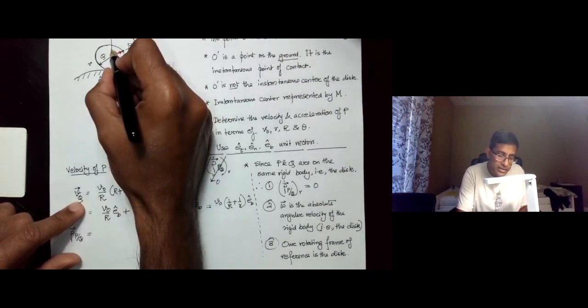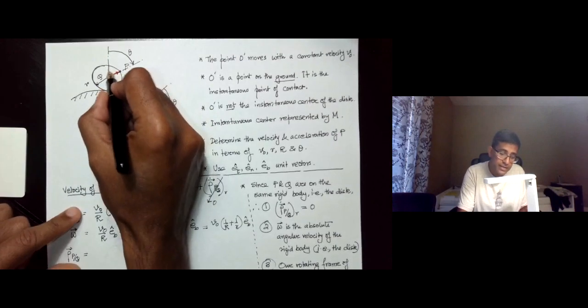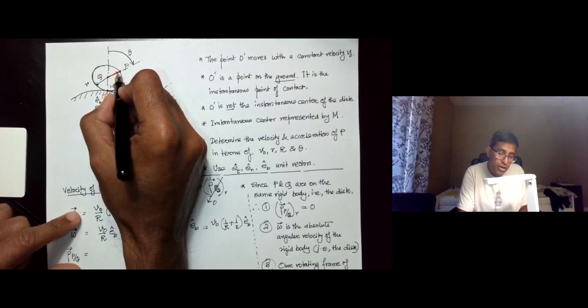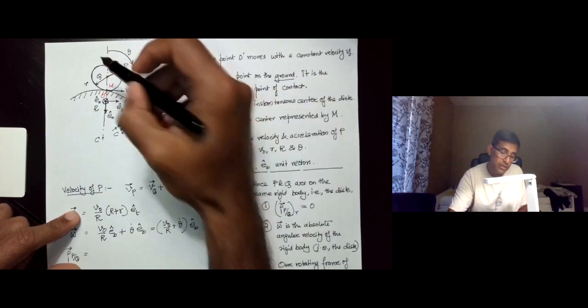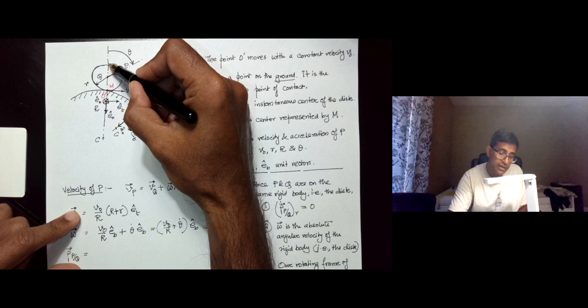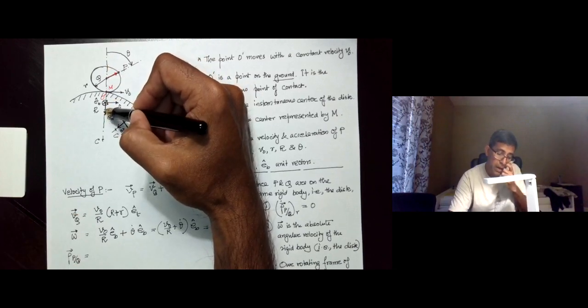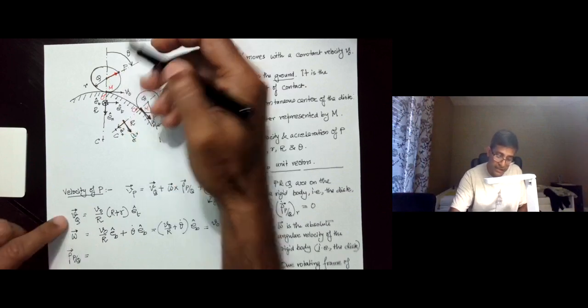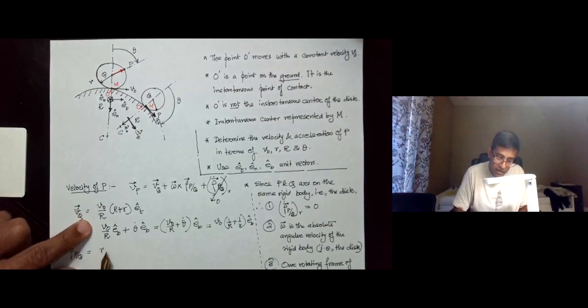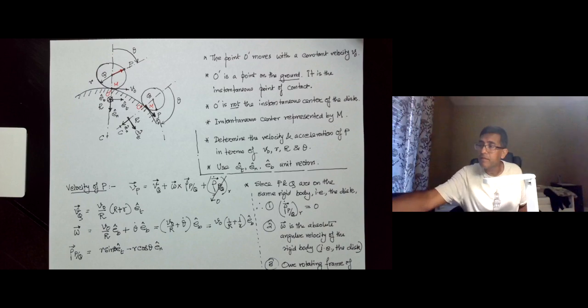Since this angle is theta, therefore r cosine theta is going to be in the negative en direction, because en is pointing towards the center of curvature, and r sine theta points in the et. So we have r sine theta et minus r cosine theta en.